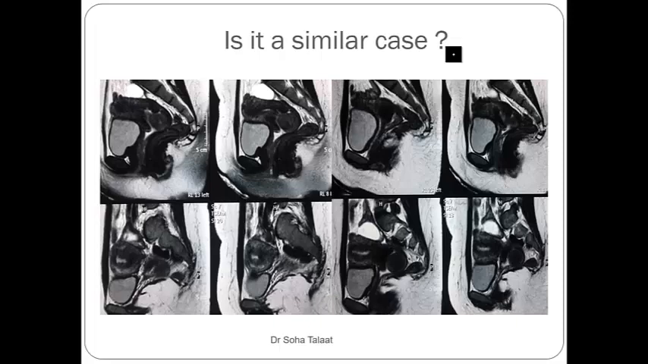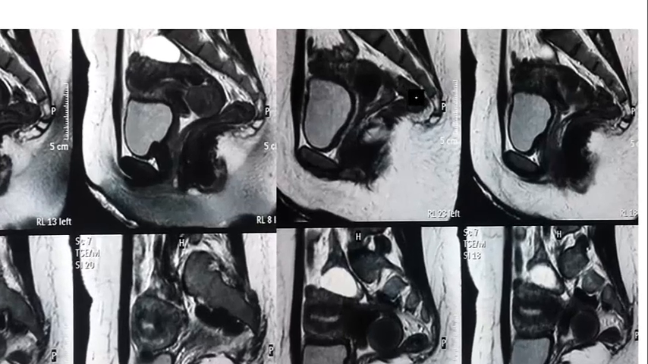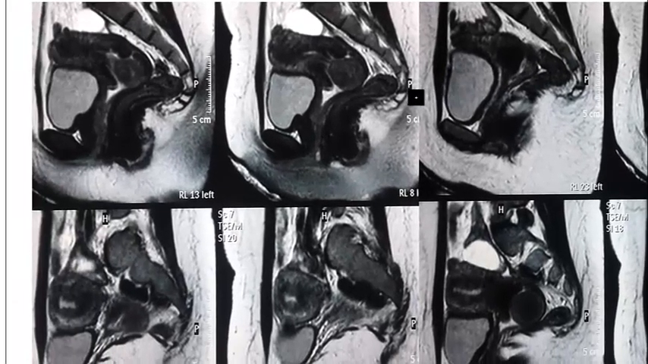Is that a similar case? No, it is not a similar case because we have a preserved cervical wall. Note here, the cervix is preserved. And this mass is a pedunculated intracavitary mass. There is a pedicle here, broccoli sign, coming from the lower uterine segment or from the cervicocorporeal junction, and the cervical wall is intact and it is prolapsing from the external os.